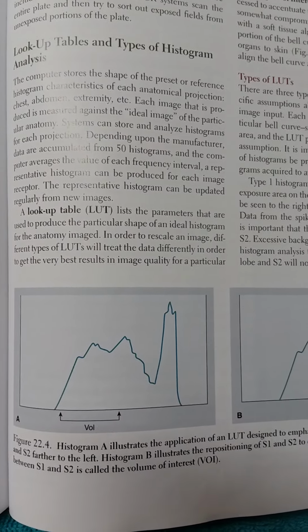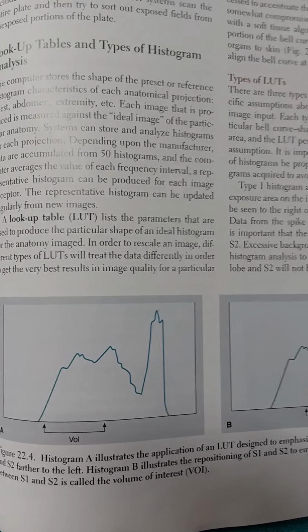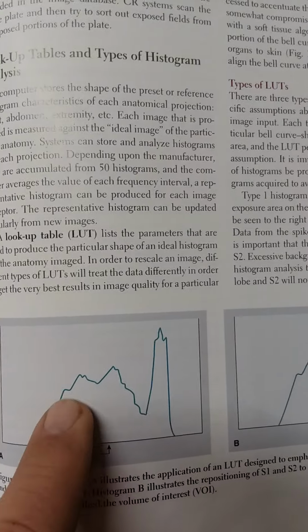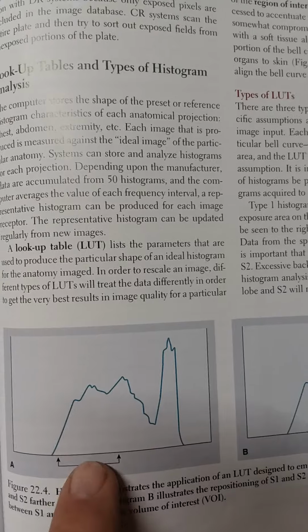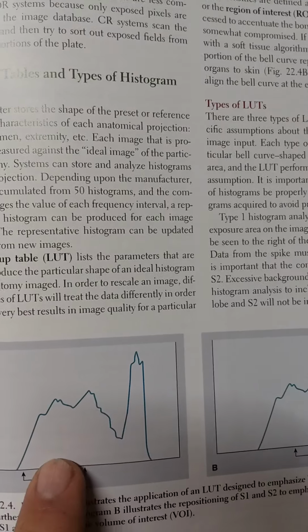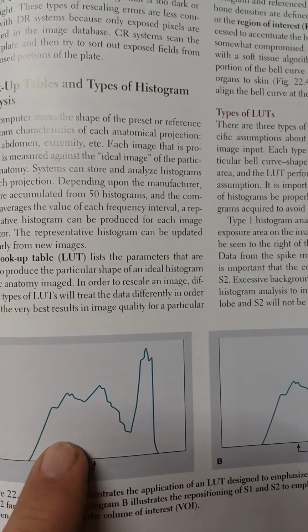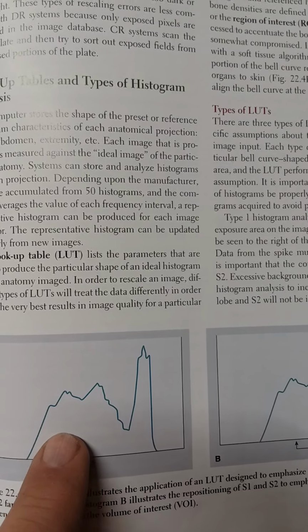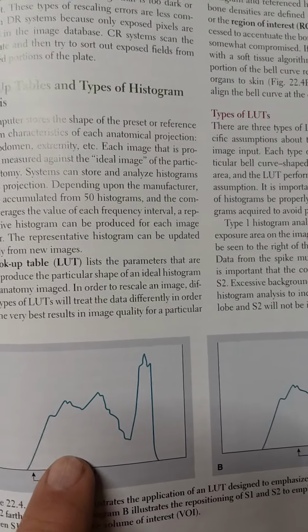Like here in histogram A, this is illustrating the application of a bone density radiograph, and the volume of interest is underneath the left side, to the center and to the left of the histogram, which is where it expects to see the region of interest. If you were shooting an extremity, this would be the result.